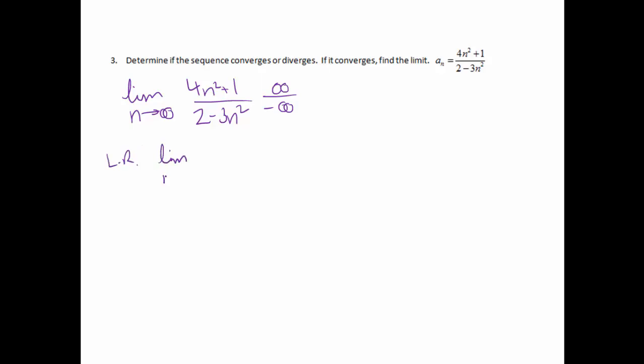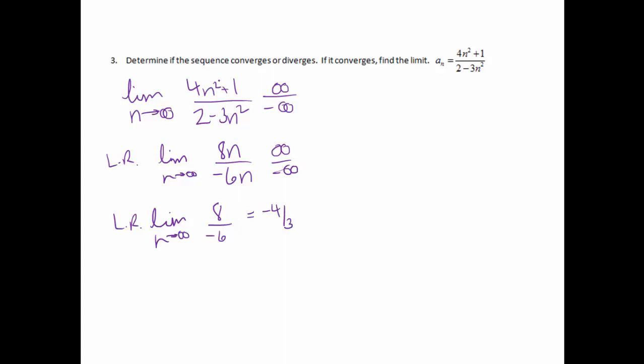So I'm going to get the limit as n approaches infinity. If I take the derivative of the numerator, I'll get 8n. If I take the derivative of the denominator, I'll get negative 6n. If I go to plug infinity in, I'll get infinity over negative infinity. So once again, I can use L'Hopital's rule. So the limit as n approaches infinity of derivatives, again, 8 over negative 6. So that pretty much gives me where I need to be. That reduces to negative 4/3. So I actually found a limit, and if I found a limit, that does mean that my sequence converges. And it did say, does it converge and then give the limit? My limit is negative 4/3.